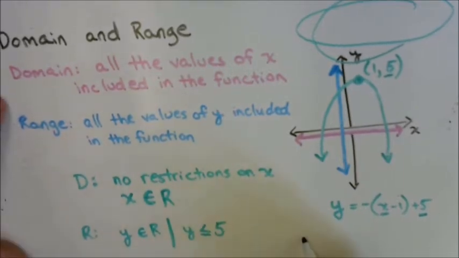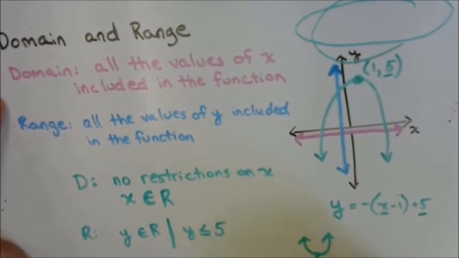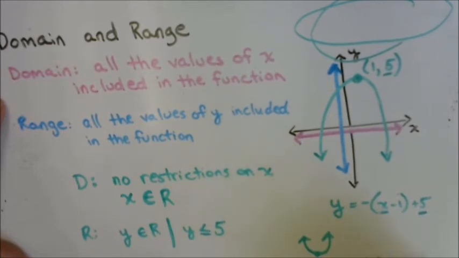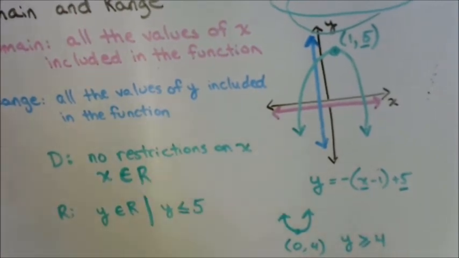Okay? If it had a minimum point, and let's say the vertex was at (0, 4), then we would say y is greater than or equal to 4. That would be the range of that one. Okay? There's some examples for domain and range. Now you should be able to do your assignment.